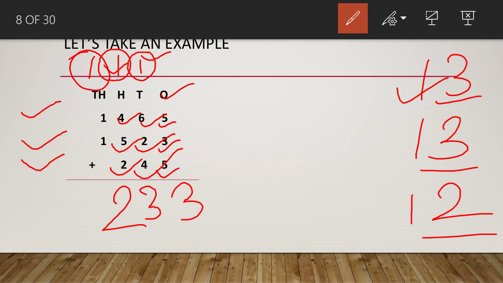Now we will add all the numbers which are at the thousand place and the numbers are 1, 1 and 1. So the sum will be 3. Thus, when we add 1465, 1523 and 245 all together, the sum will be 3233.